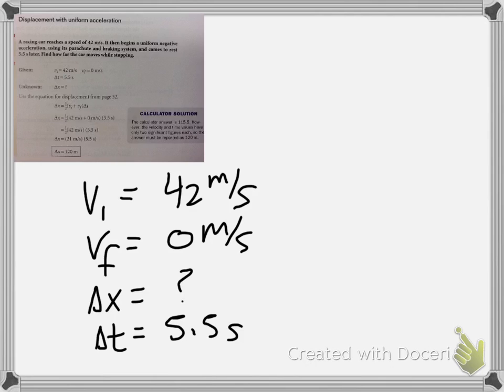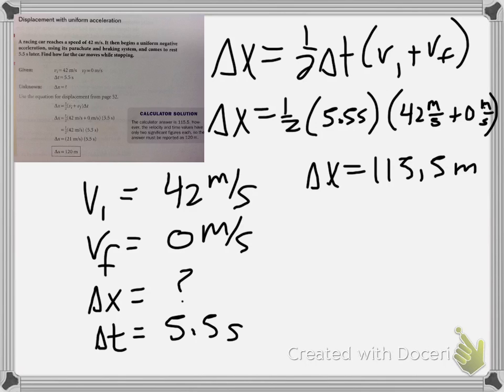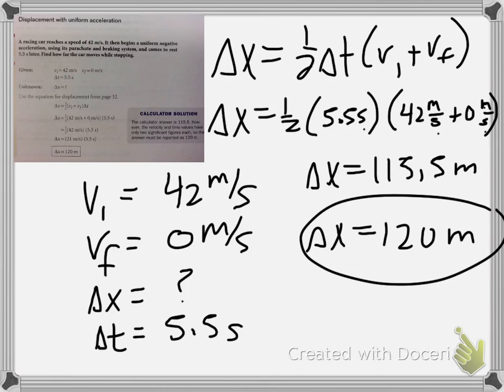So we've got VI, VF, delta x, delta t. That means we want to use this. And we don't even have to rearrange on this. It's pretty straightforward. So delta x, we get 115.5 meters. Let's do the dimensional analysis check here. So meters per second plus meters per second equals meters per second. Seconds times meters per second gives us just meters. Sig figs, we have 2. So this is 120 meters.